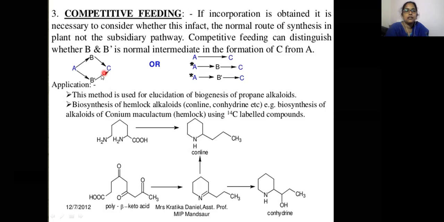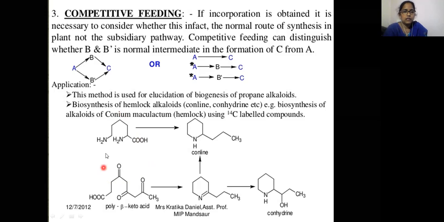There is a chance that only one of the intermediates is involved in the formation of C. Either B will be involved in the formation of C or B dash will be involved, and that we have to find out. This can be found out by using competitive feeding. When there is a chance of two intermediates, or two pathways for the production of the product, we can use this to find out the appropriate intermediate involved in the formation of the product.